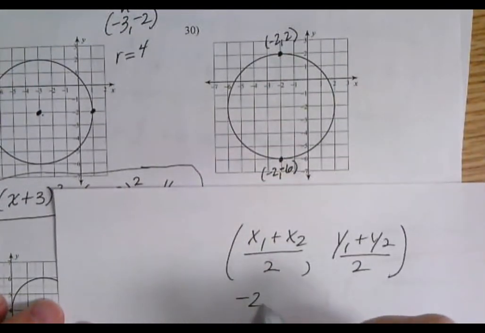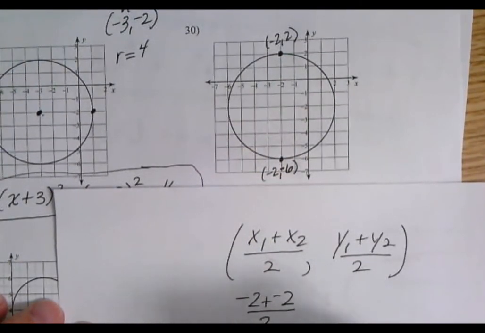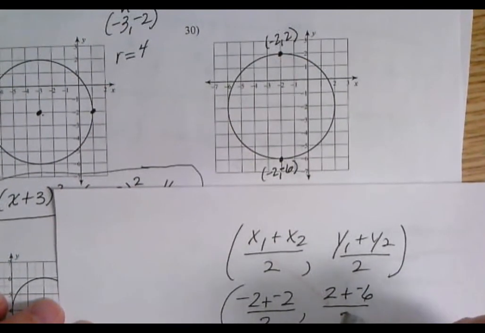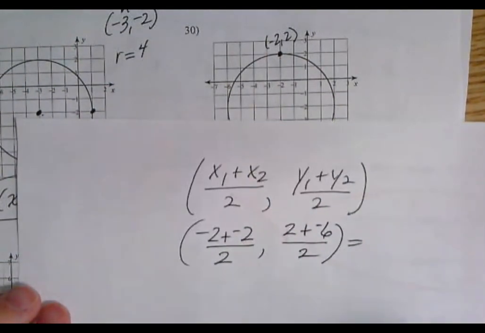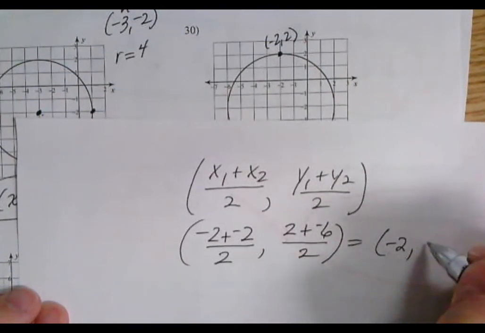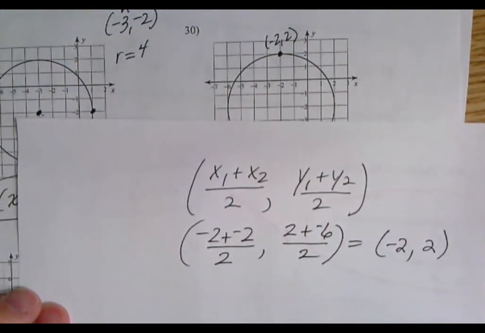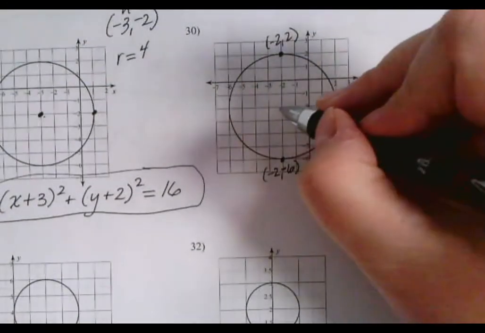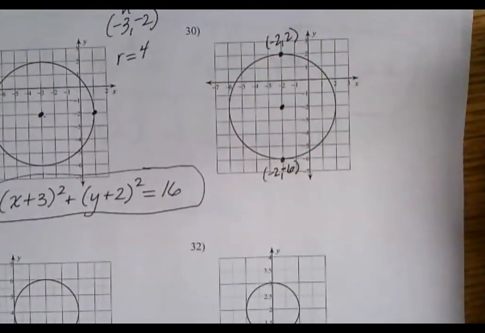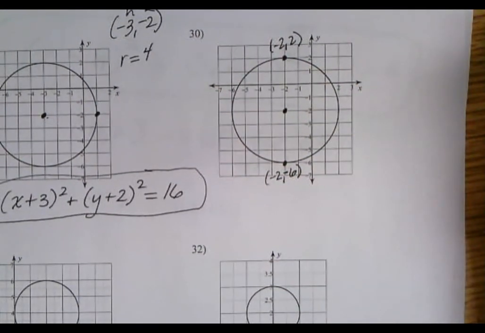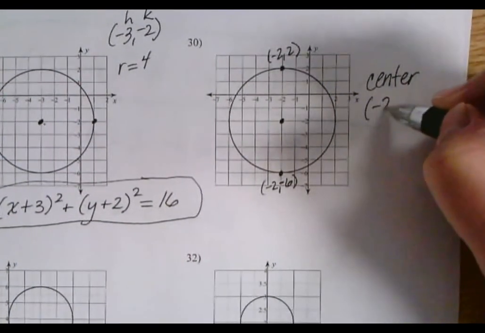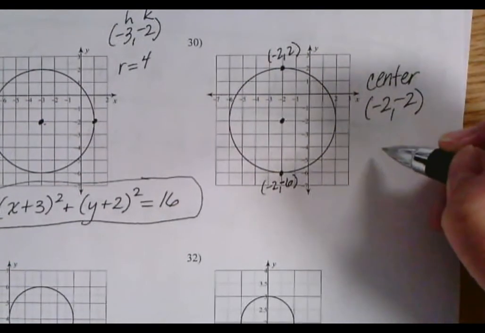-2 plus -2 divided by 2, 2 plus -6 divided by 2, and this gives me -2, 2. No, it doesn't. It gives me -2, -2, and that's where my center is. So if you're having trouble finding the center, you can use the midpoint formula to help you do that. So here my center is at -2, -2. Sorry for the beeping. It really is kind of annoying.